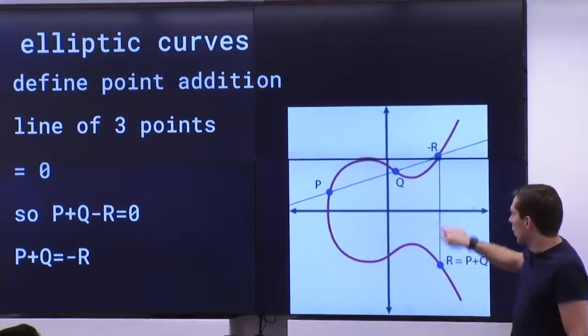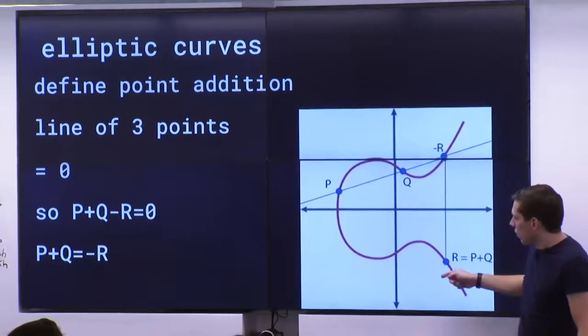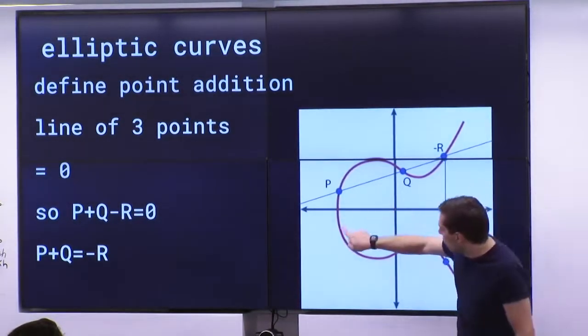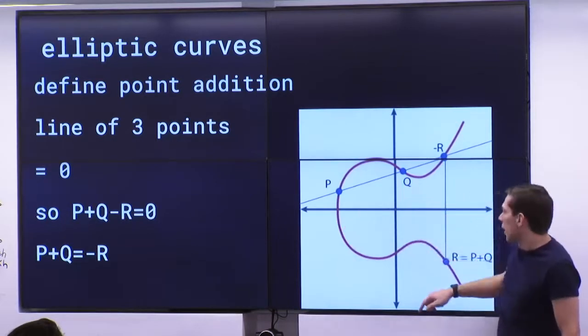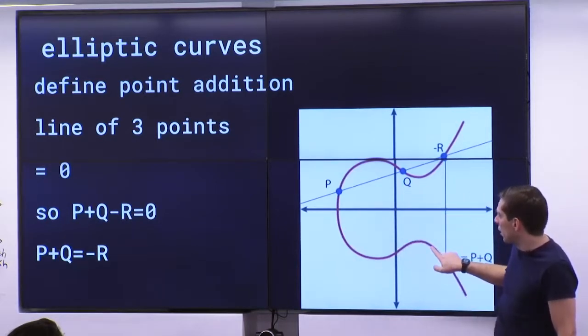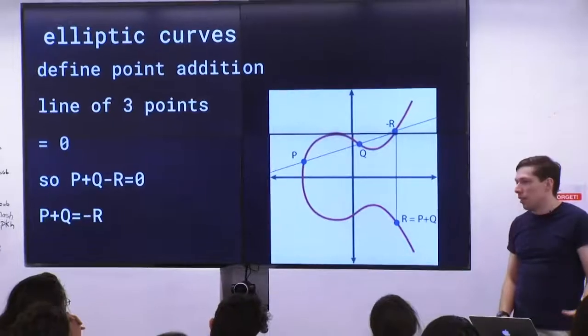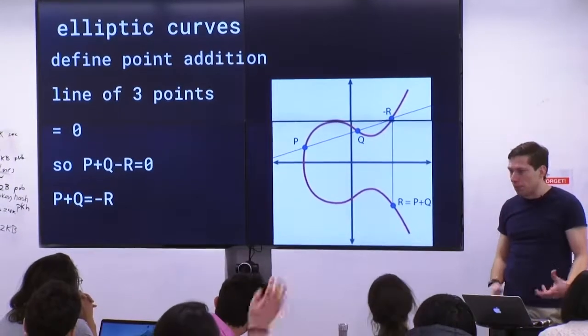So if this is negative R, we just go down to the bottom side of this, and this is positive R. Similarly, minus P would be here, minus Q would be here, and if you had a point Z here, negative Z would be up here. This is how it's constructed. However, we don't actually use these nice curves. We sort of chop them up and modulo something.